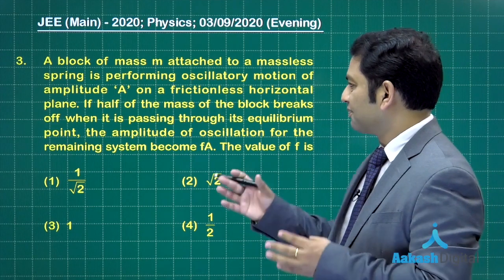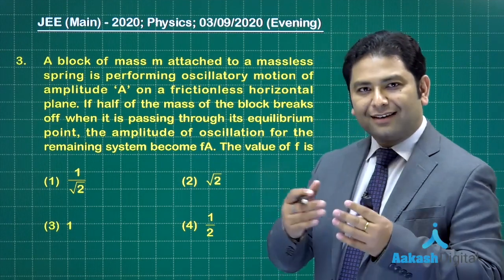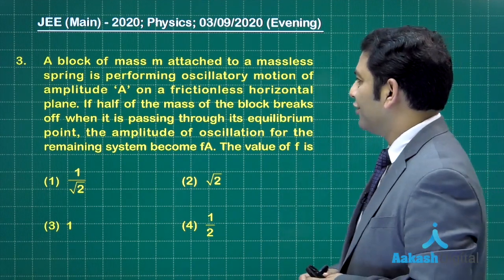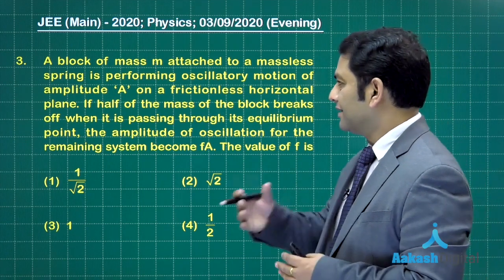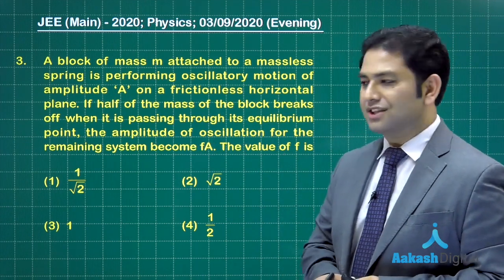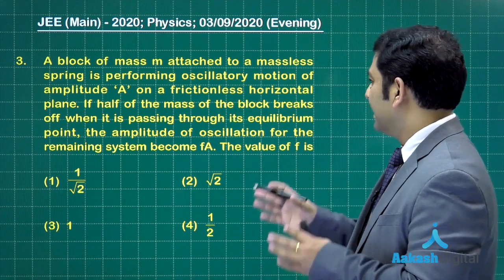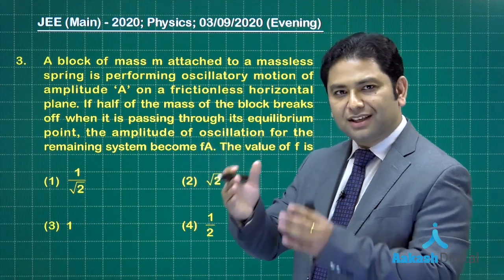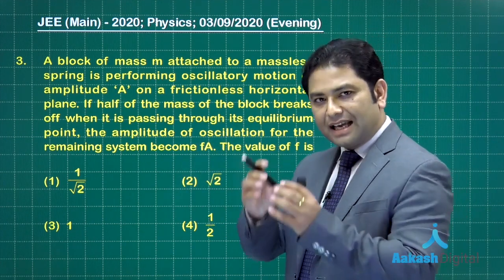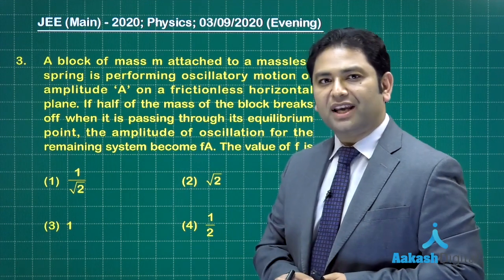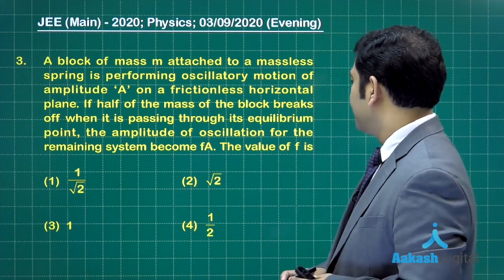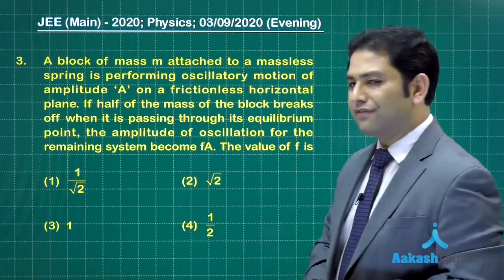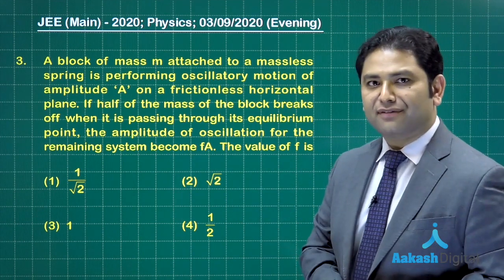Let's go for the third question. The third question is related to simple harmonic motion, and a little bit of conservation principle has to be applied as well. Very beautifully formed. There is a block of mass m, and that's performing simple harmonic oscillation. The amplitude is A. Now see, what happens is that when the block has passed through the mean position, exactly at that instant, half of the mass chips away, and we need to calculate the amplitude of the new oscillation, and that is in terms of F times A. We have to calculate that factor F.